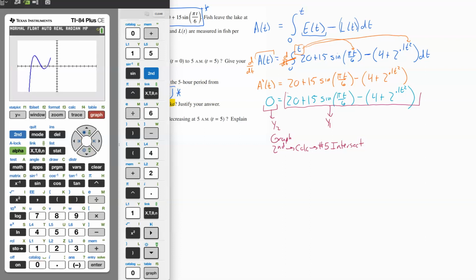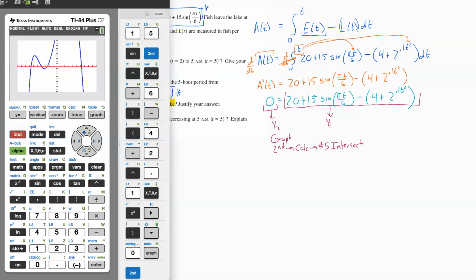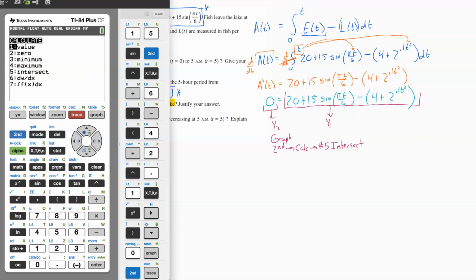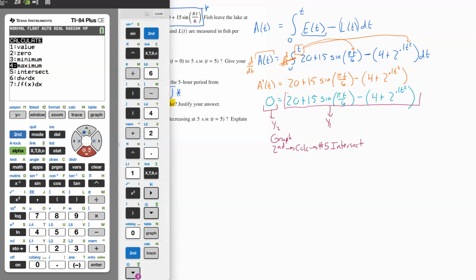We'll graph those. And what we can see, remember that even though I see a couple of intersects happening over here, that this problem only works between 0 and 8. So the only intersect we're concerned with is going to be the intersect on that right-hand side there, and we'll go calc that one intersect. So to do that, you hit second, then choose the calc menu, the button above trace at the very top, and inside there you're going to choose that number 5 option, which is intersect.